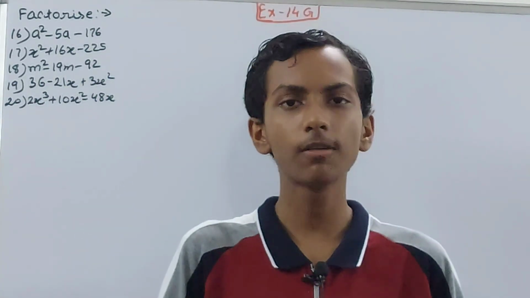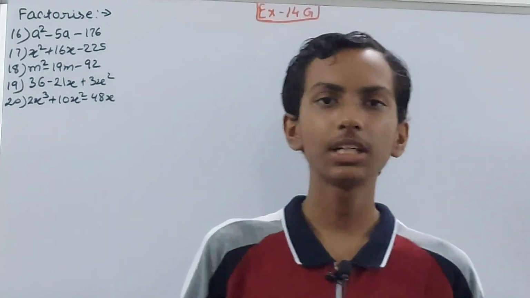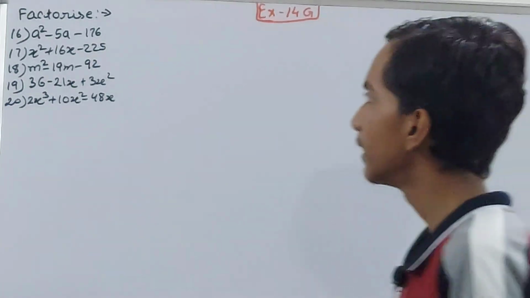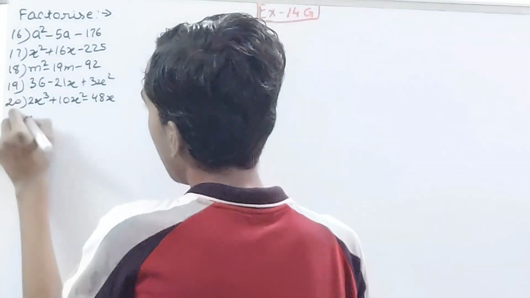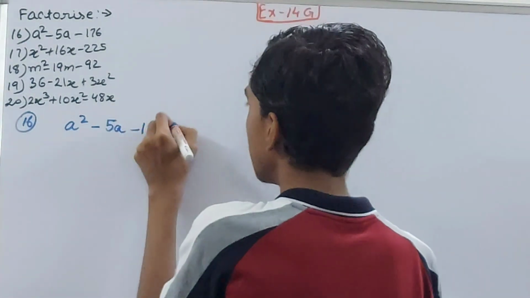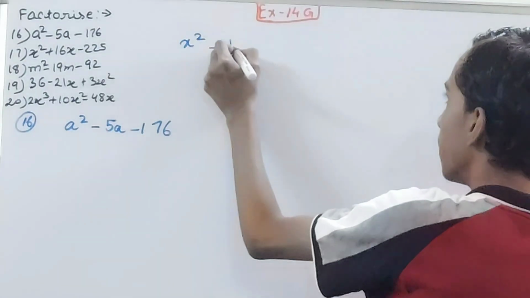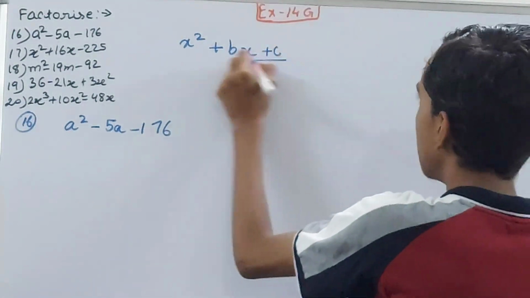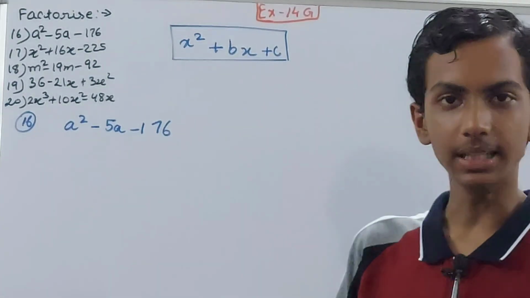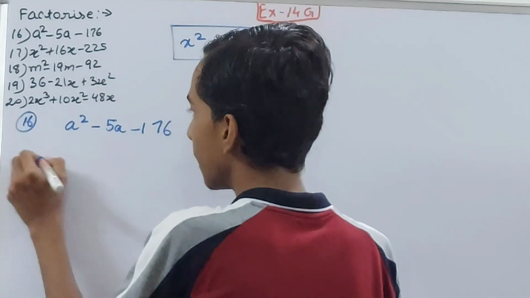In this video we are going to solve ICSE Mathematics Class 8 Chapter 14 Factorization Exercise 14G, questions 16 to 20. This is the 16th question. It says a square minus 5a minus 176. We have to split it. You can see this is in the form of x square plus bx plus c. This is our expression and it is matching with this, so we have to split it. How will we do that? Let's have a look. We have to split the middle term.